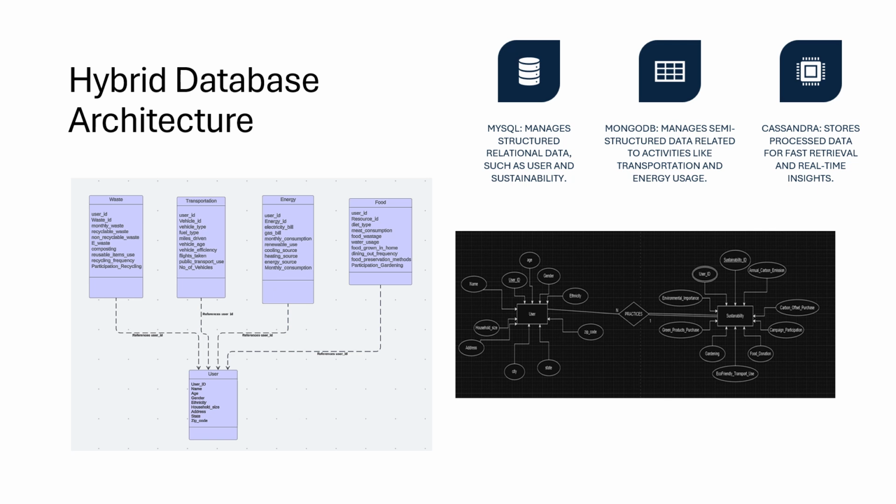I'm storing user and sustainability data, which is more structured data, in MySQL, and I'm storing transportation, energy usage, food, and waste data, which contain logs and more unstructured, semi-structured data, in MongoDB. And I'm storing the pre-processed data using Apache Spark in the Cassandra wide column database, so I could get faster retrieval and real-time insights without having to take data from the databases and pre-process them again.